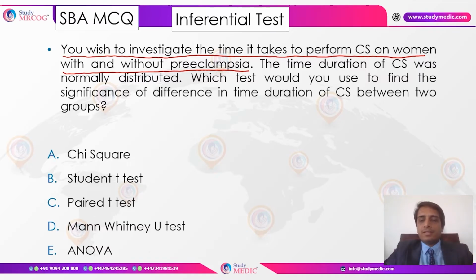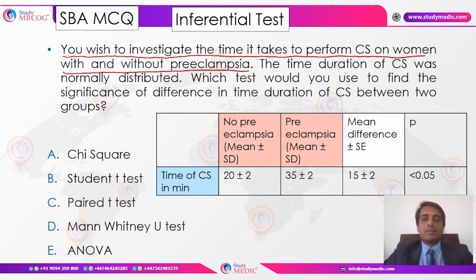Here in this case, first we need to put this data into a table, either in mind or on paper. We can put it like this. This is the time of cesarean section in minutes, and these are the two groups. We are trying to find out the significance of difference in time of cesarean section between two mutually exclusive unrelated groups, that is preeclampsia and without preeclampsia group, whether there is a difference. And the time duration is normally distributed in both the groups.